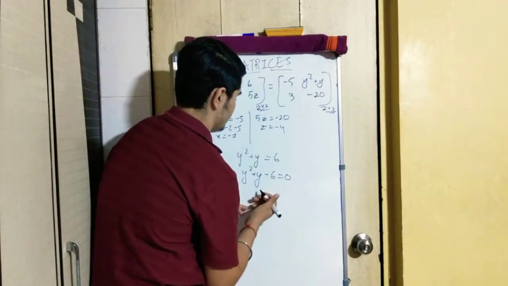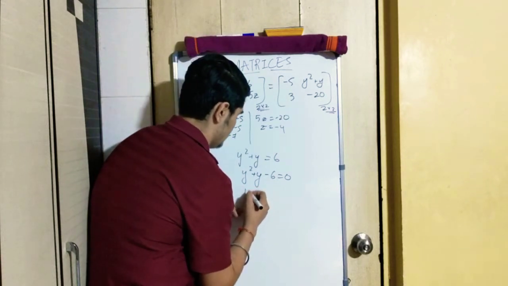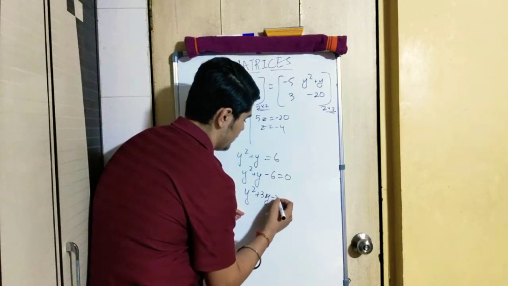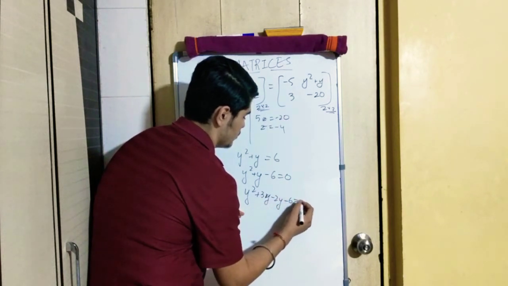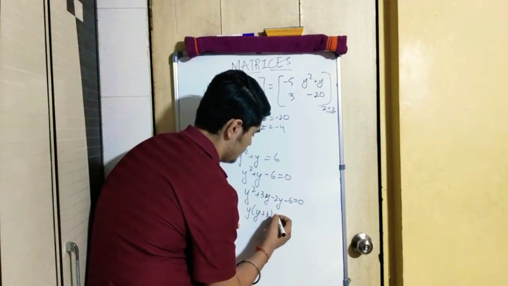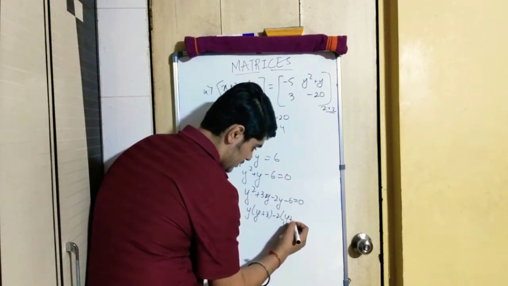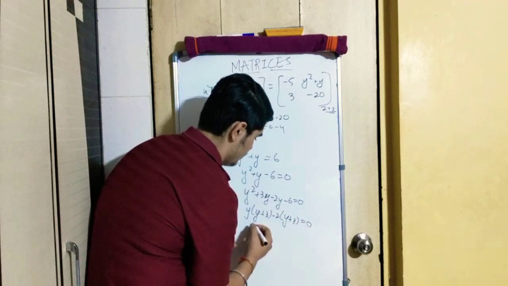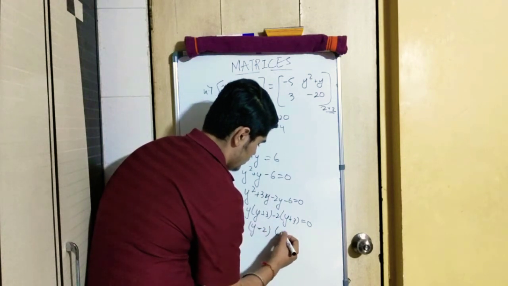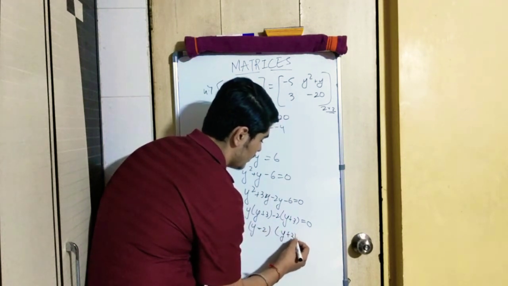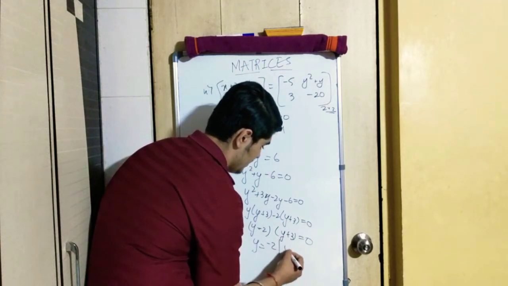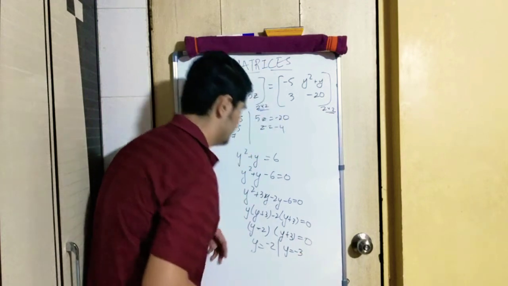So we find factors of 6, that is 2 and 3. y square plus 3y minus 2y minus 6 is equal to 0. y(y plus 3) minus 2(y plus 3) is equal to 0. y minus 2 and y plus 3 is equal to 0. y is equal to 2 and y is equal to minus 3.